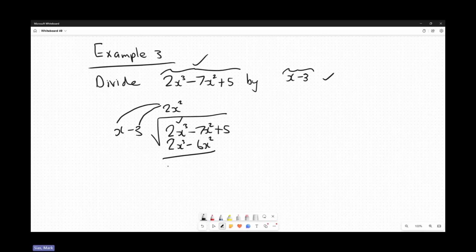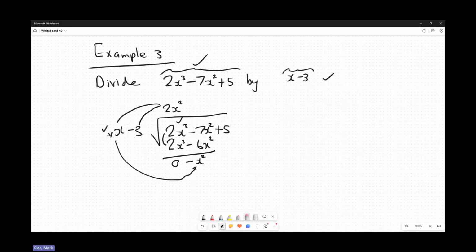And then I subtract. There's a change of sign. So 2x cubed minus 2x cubed gives me 0. The minus 6x squared changes sign and becomes positive 6x squared, so it becomes minus x squared. Then we divide x into minus x squared, because this power is still higher. This power is x squared, this power is x, so I can do that division. Once the power here is smaller than the power of the divisor, then I stop, and that will be my remainder.